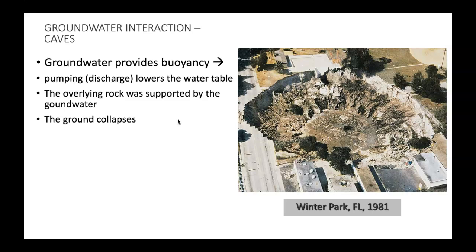Buoyancy, there's groundwater holding up the rocks. Maybe there's a cave down below. There's water in it, though. And say we pump out and discharge this water down below, the roof collapses and causes sinkholes. So that's one of the ways that sinkholes form.